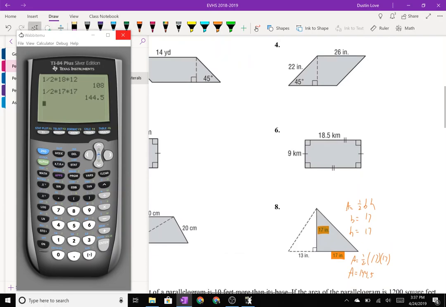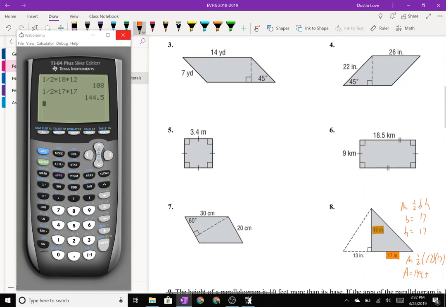All right. Now let's take some parallelograms. It doesn't matter whether you're talking about a rectangle, a square, or a true parallelogram. The process is exactly the same. Your area is going to be base times height. My base and my height on this one for number 6. Base is going to be 18.5. Height is going to be 9. So I plug in just 9 times 18.5. The area is 166.5. Okay, for a square, we would just write it in, and the base and height would both be 3.4.